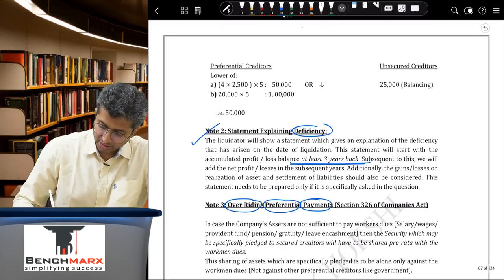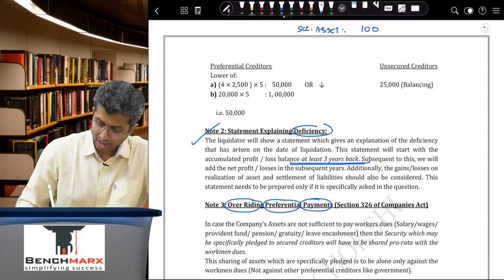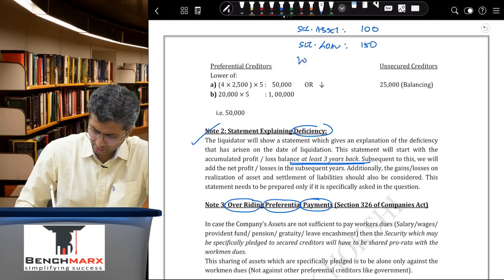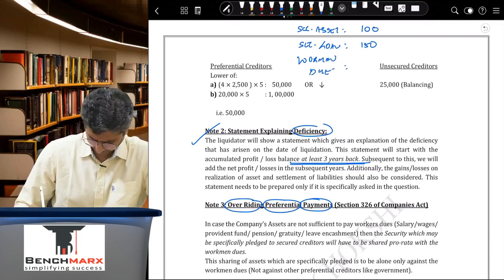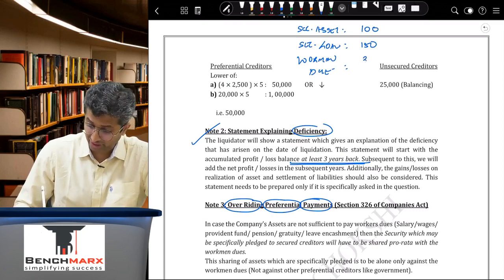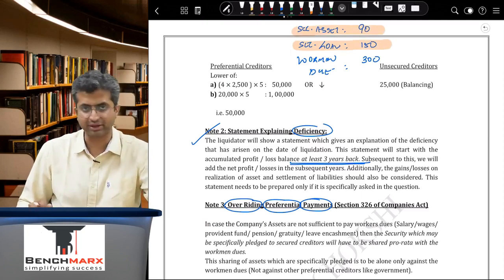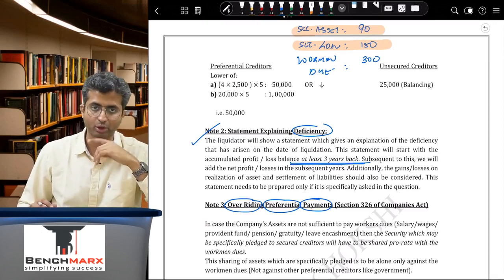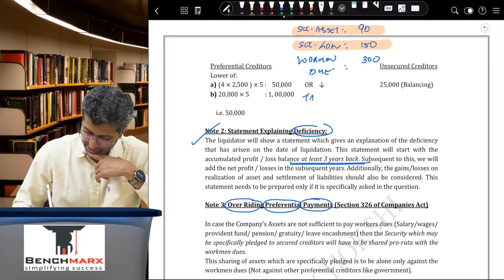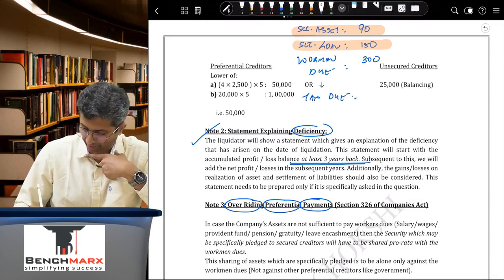So for example, the company only has a secured asset which is in the form of land and building worth 100. Secured loans, for example, are 150, and workmen's dues like salary, wages, etc. are worth, let us say, 300. Let us say the secured asset is worth 90. Now ideally this 90 worth of secured asset, and there is no other asset with the company, will go to pay off the secured loan. There are also, let us say, taxes due, which are also preferential because they are payable to the government, worth 200.